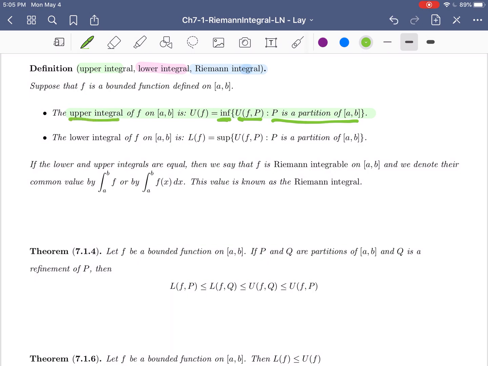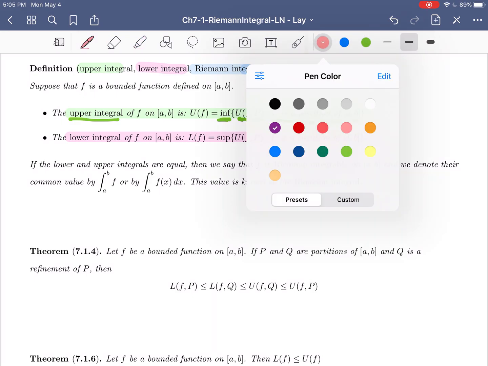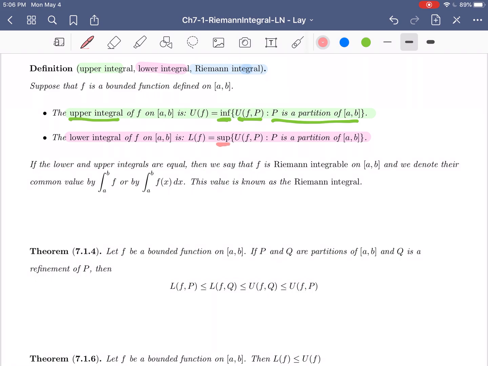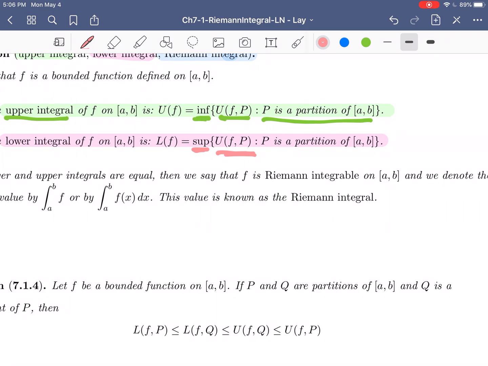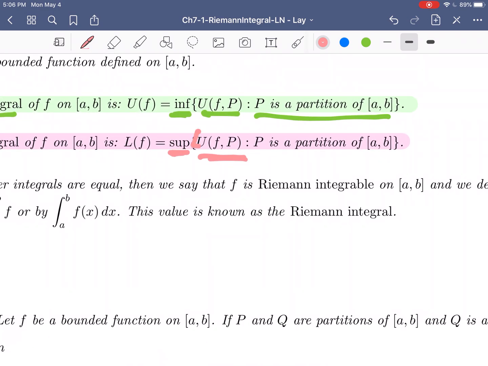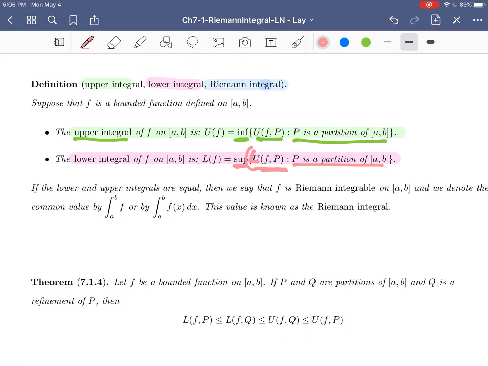And similarly, for our lower integral, instead of looking at infimums, we look at supremums. And so we look for the least upper bound. Right? So we have a supremum over all of these. Those should be L's. So the supremum over all of the lower sums, when we look over every partition of the closed interval a to b.